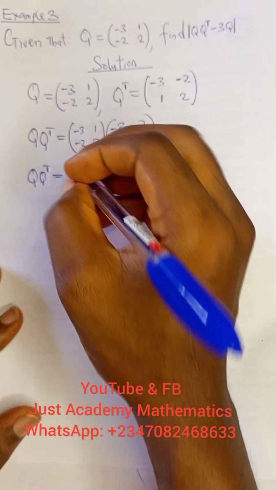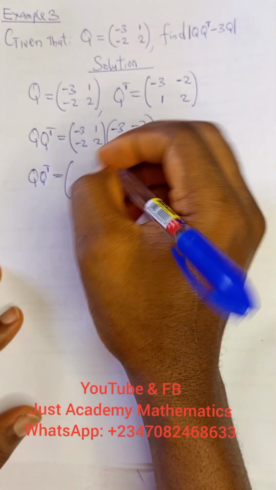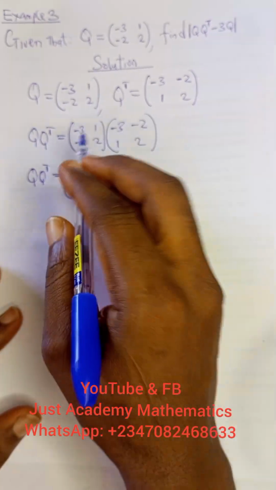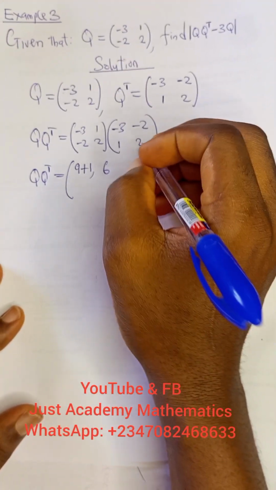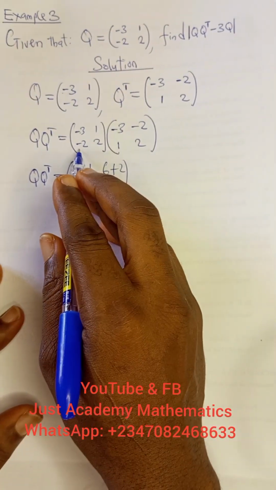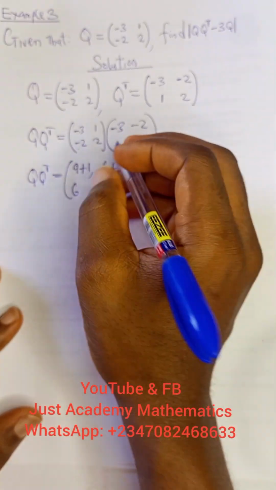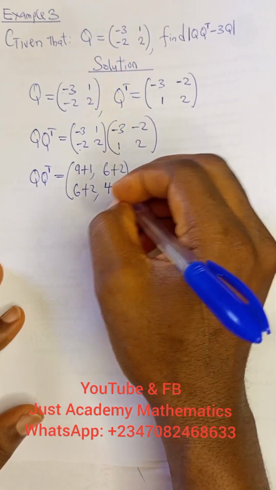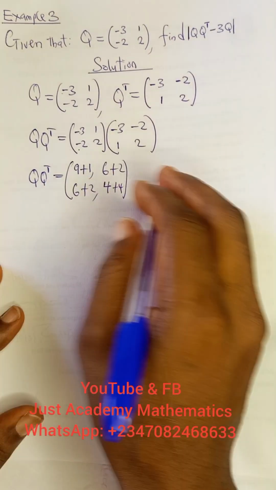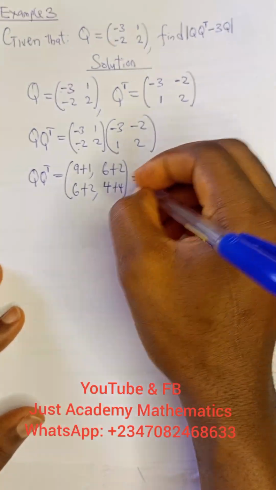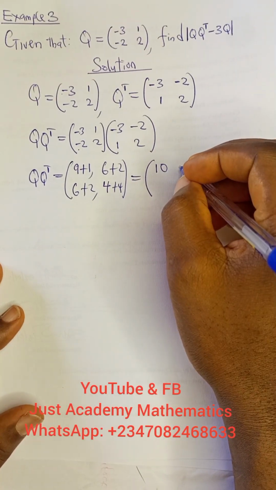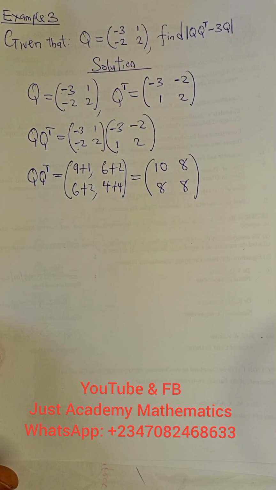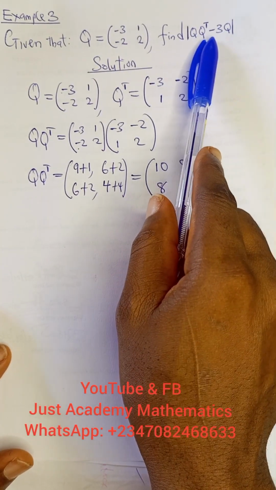Of course, this will multiply this, so give me what? Minus 3 times minus 3 is 9. Then 1 times 1 is 1, plus 1. Minus 3 times minus 2 is 6. 1 times 2 is 2. Minus 2 times minus 3 is 6. 2 times 1 is 2. Minus 2 times minus 2 is 4. 2 times 2 is 4. So, in other words, the multiplication of these two will give us 10, 8, 8, 8. So now we have gotten Q times Q transpose.